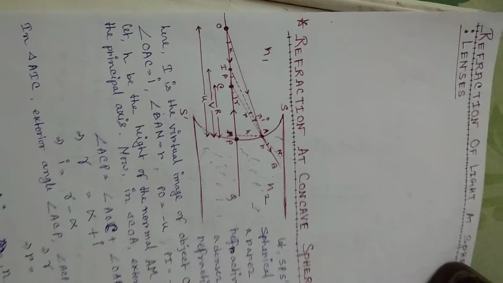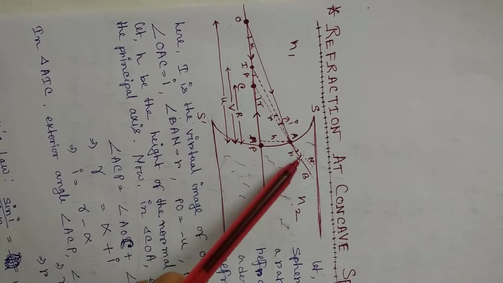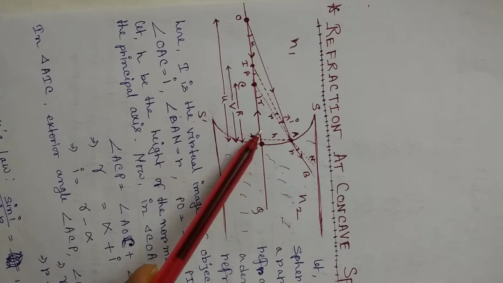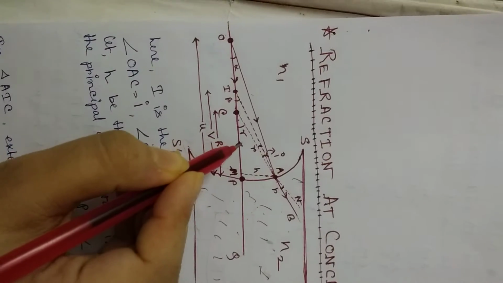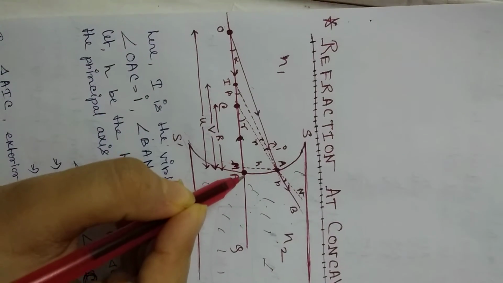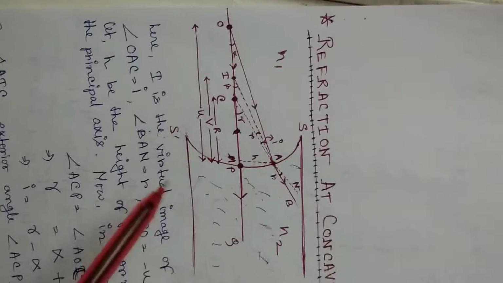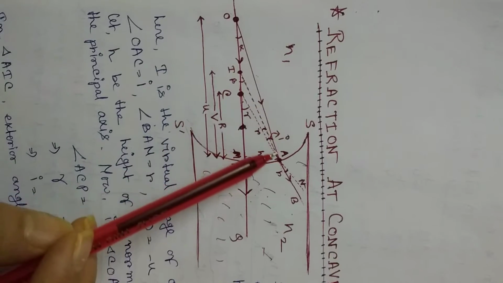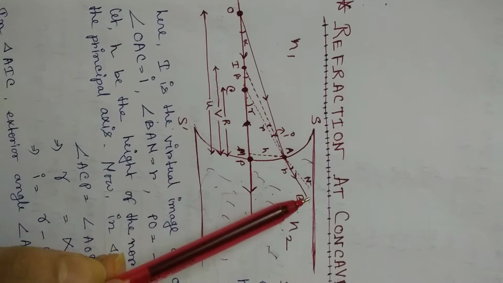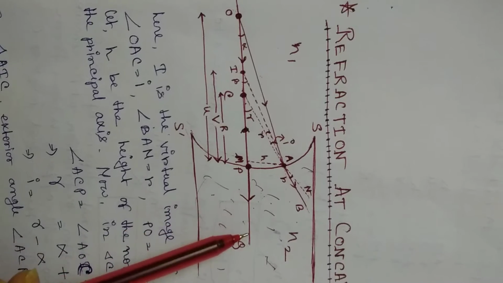Why virtual image? Because these two refracted rays, I'm extremely sorry, these refracted rays coming along the side, because here this is a refraction, not reflection. This incident ray refracted along this side and this incident ray refracted along this side.